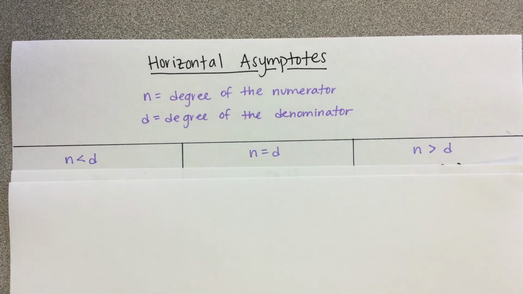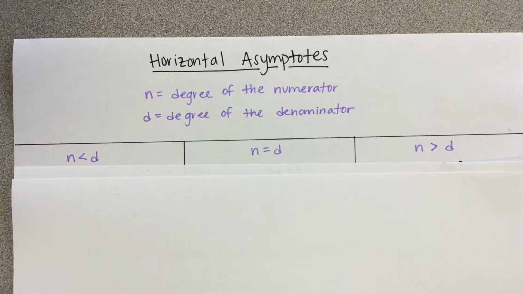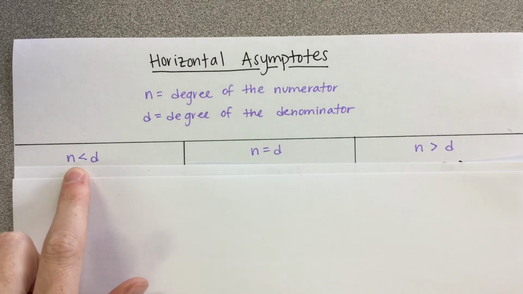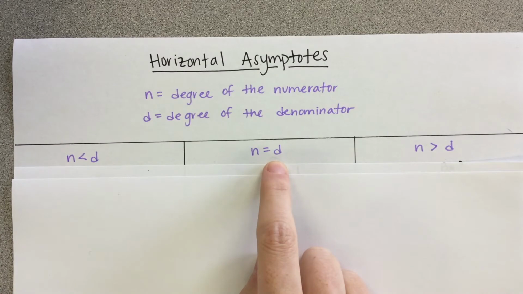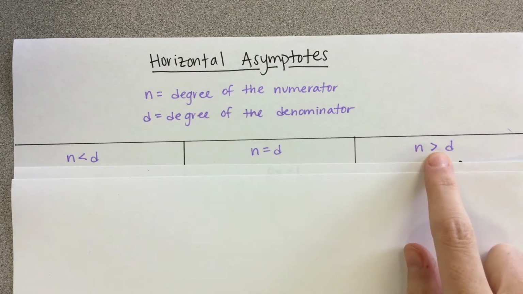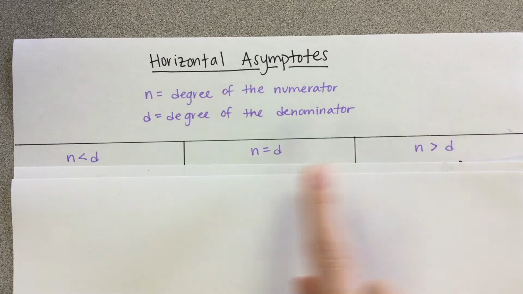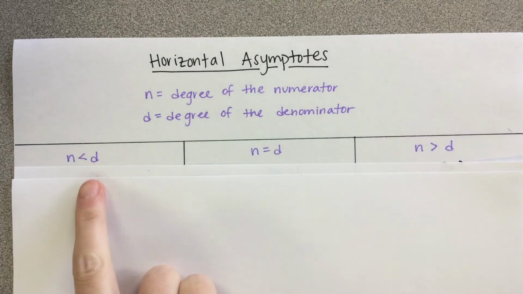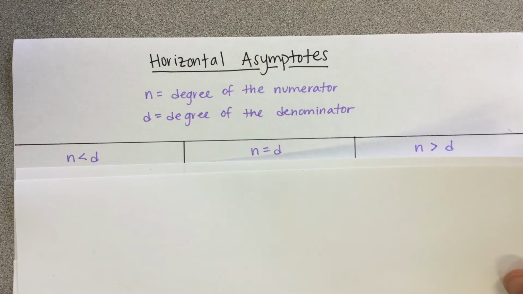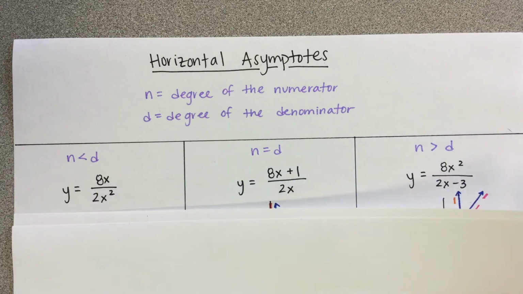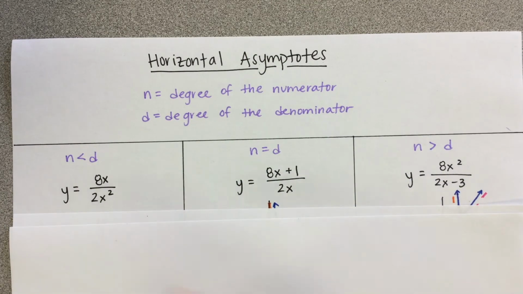So we're going to consider three possible scenarios. Either the degree of the numerator is less than the degree of the denominator, or they're equal, they have the same degree, or the degree of the numerator is greater than the degree of the denominator. And each of these three situations is going to have a different horizontal asymptote. So we'll start with n is less than d. And so to do that, we are going to look at this equation first.